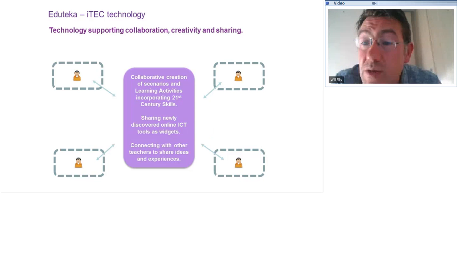So the technology breaks down the walls by enabling communication between teachers. Teachers sharing ideas, which is what we wanted to do here. Sharing ideas about new technologies, new teaching practices, sharing your understanding of what works, what's challenging, and how to overcome those challenges.